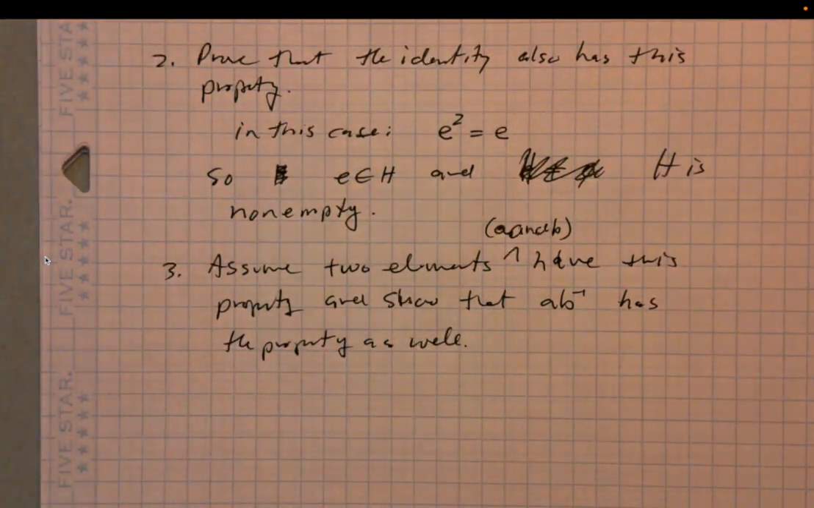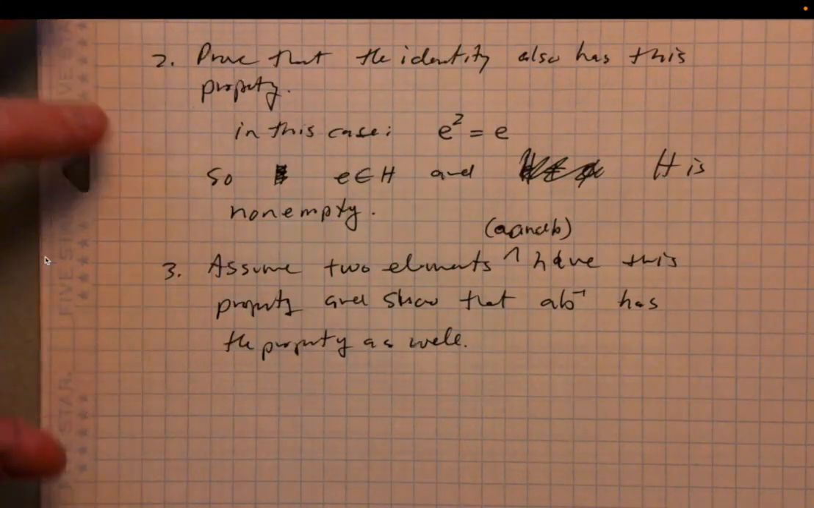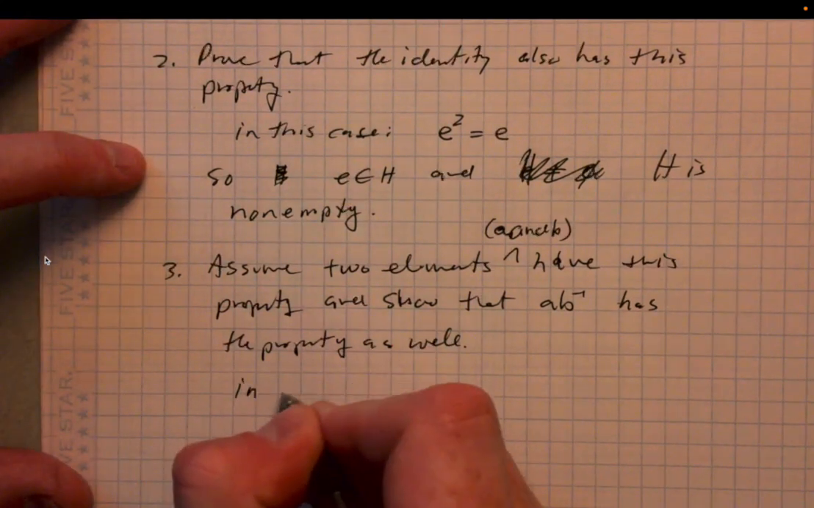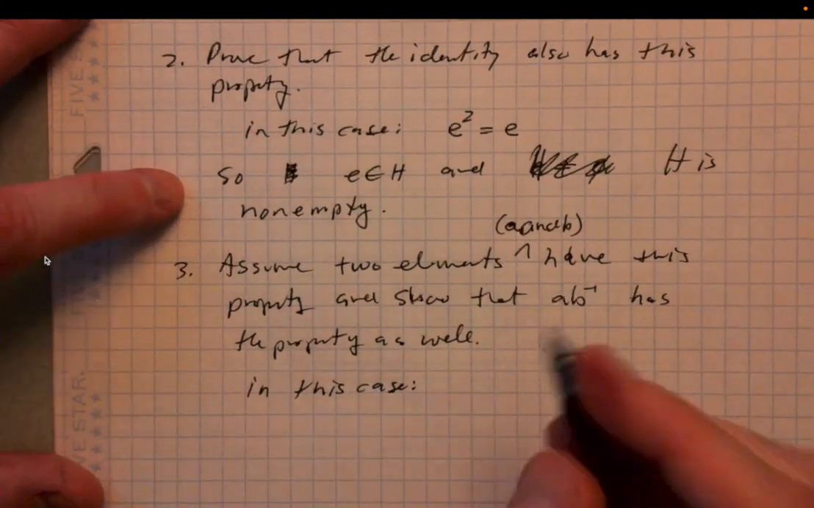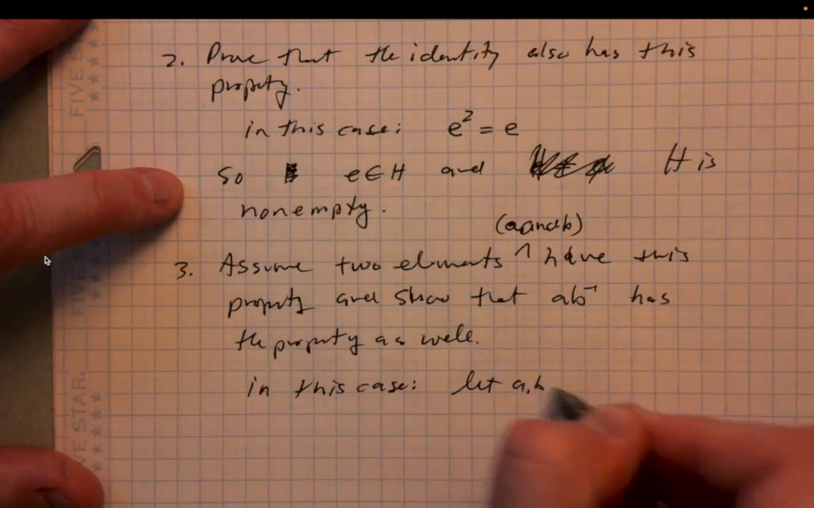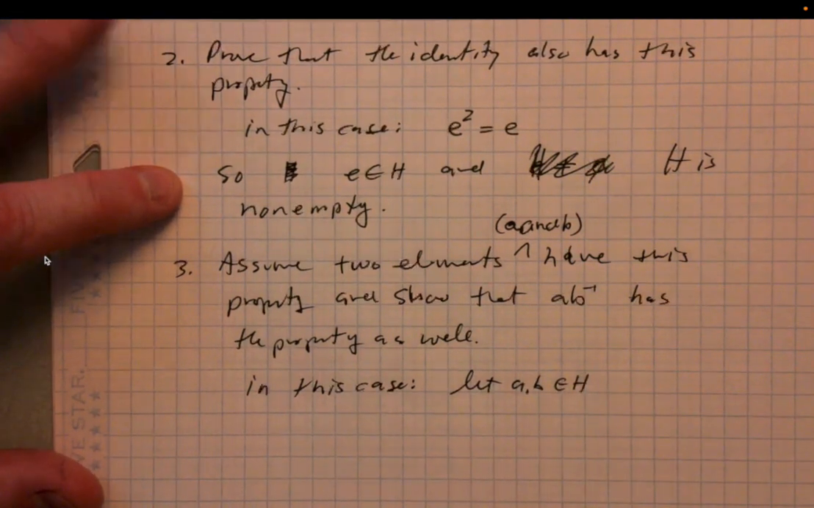Right, and so obviously if you show that AB inverse has this property, that implies that AB inverse is in the subgroup as well. So there you've shown that whenever A and B are in the subgroup, AB inverse is as well. Okay, so let's do that for our case. Let A, B be elements of H.